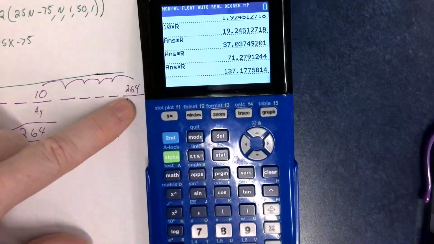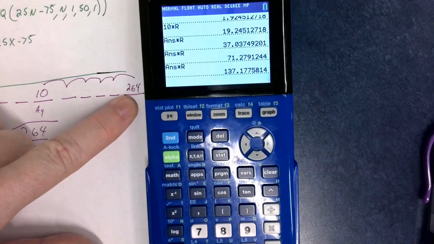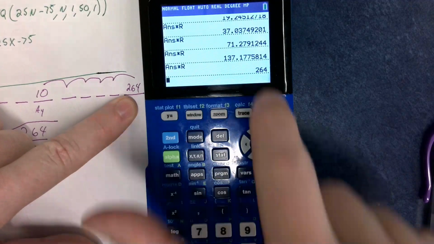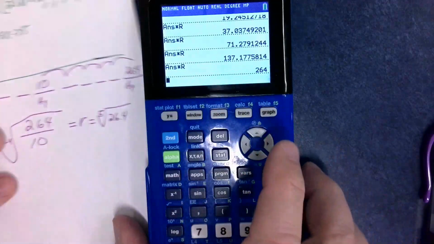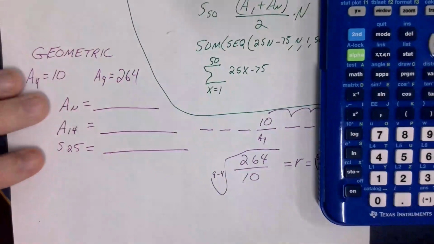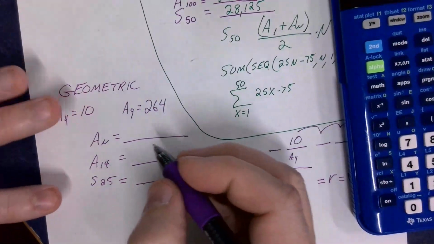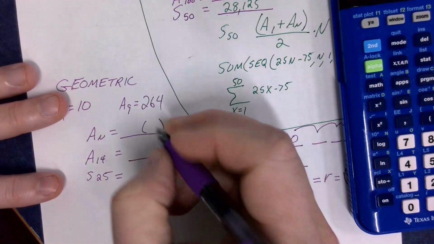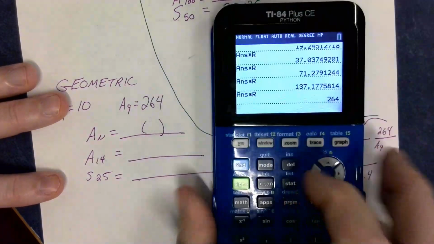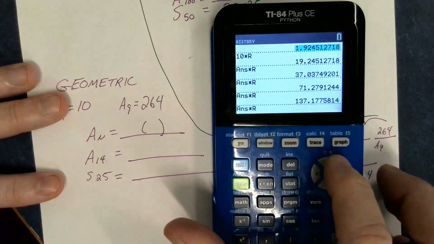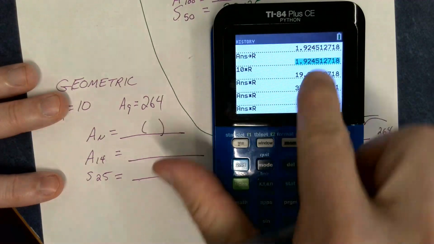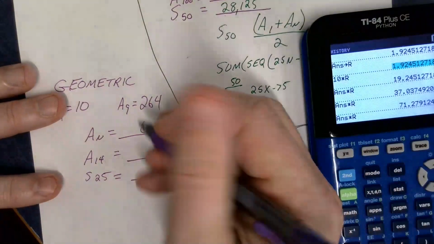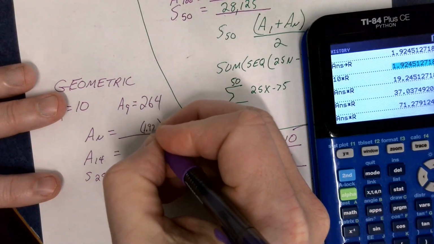And if I do it one more time, I should get 264. And I did. So now I know my rate's okay. So what do I do? I come over here to this term, and I know a sub n is equal to a sub 1 times my rate, which is, again, if I scroll up here, that 1.9245. And I'm going to go ahead and put in 1.9245.